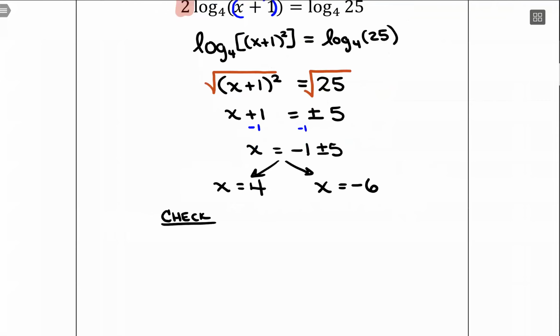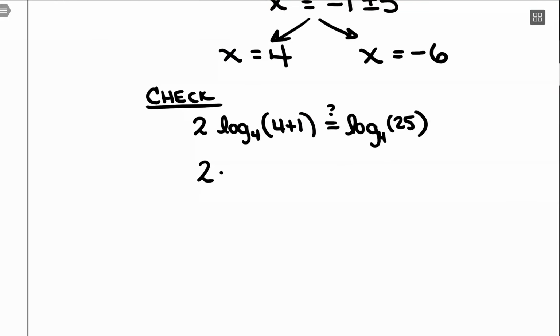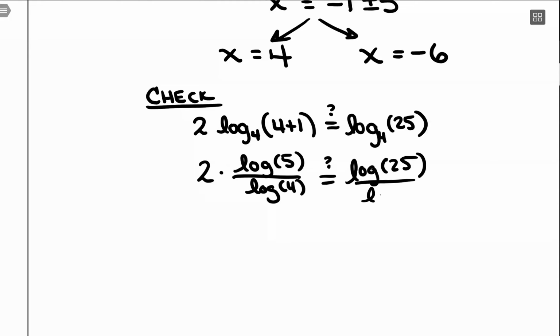So I'm looking at 2 times logarithm base 4 of 4 plus 1. And I want to know, is that equal to logarithm base 4 of 25? So what we could do is go to a calculator. This would be the same thing as 2 times logarithm of 5 over logarithm of 4. And I want to see, is that equal to logarithm of 25 over logarithm of 4. So we can compare those in the calculator.